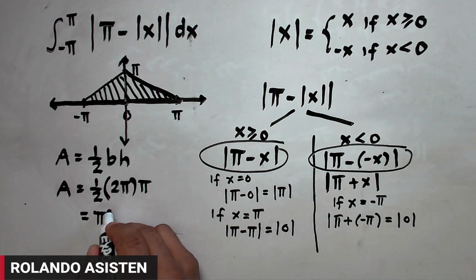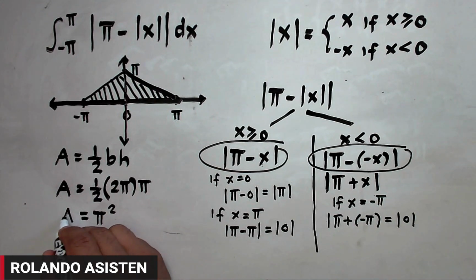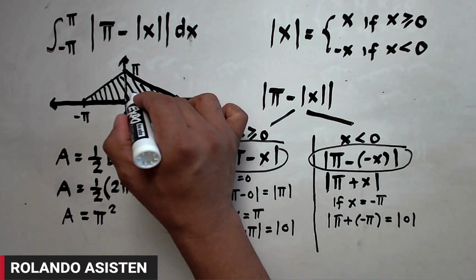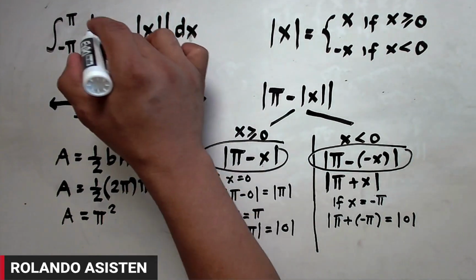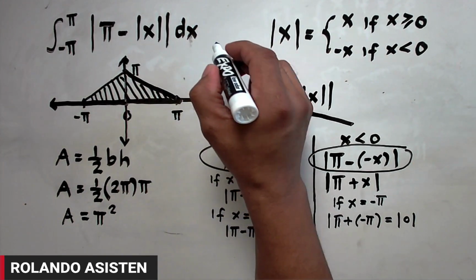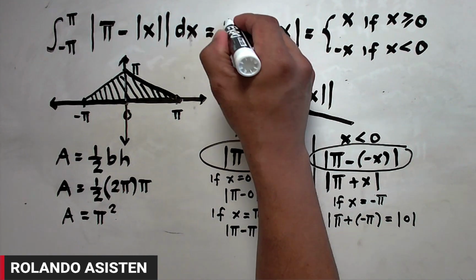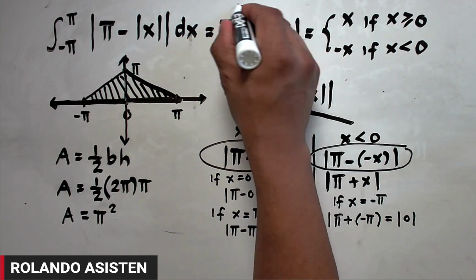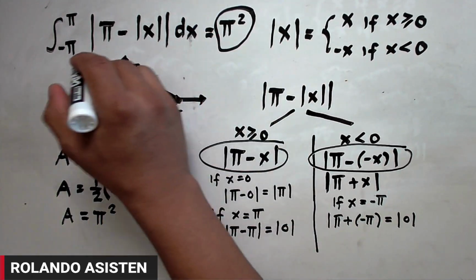So our answer is the area of this triangle, which is equivalent to the solution to our definite integration problem, and that is pi squared. And therefore, this is now the value of this definite integral.